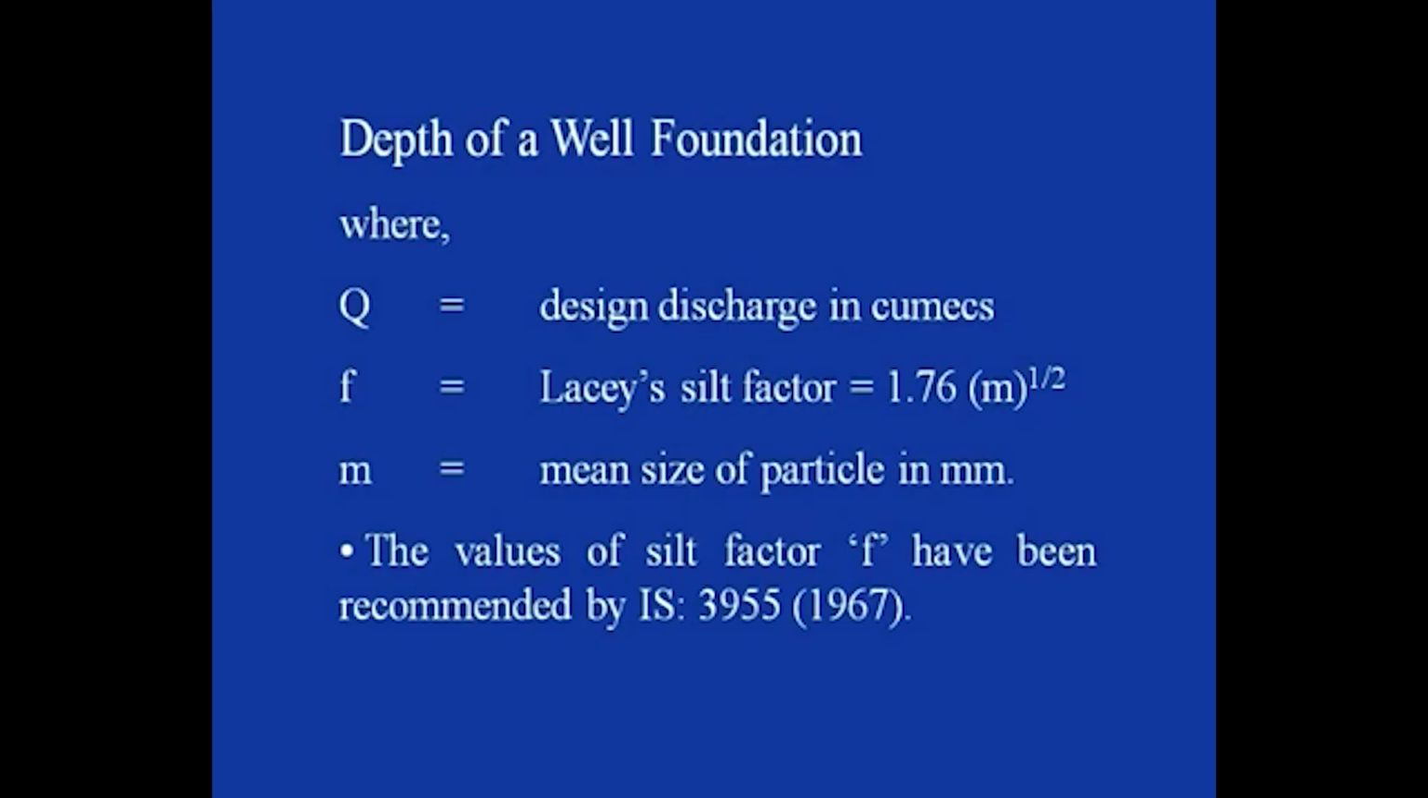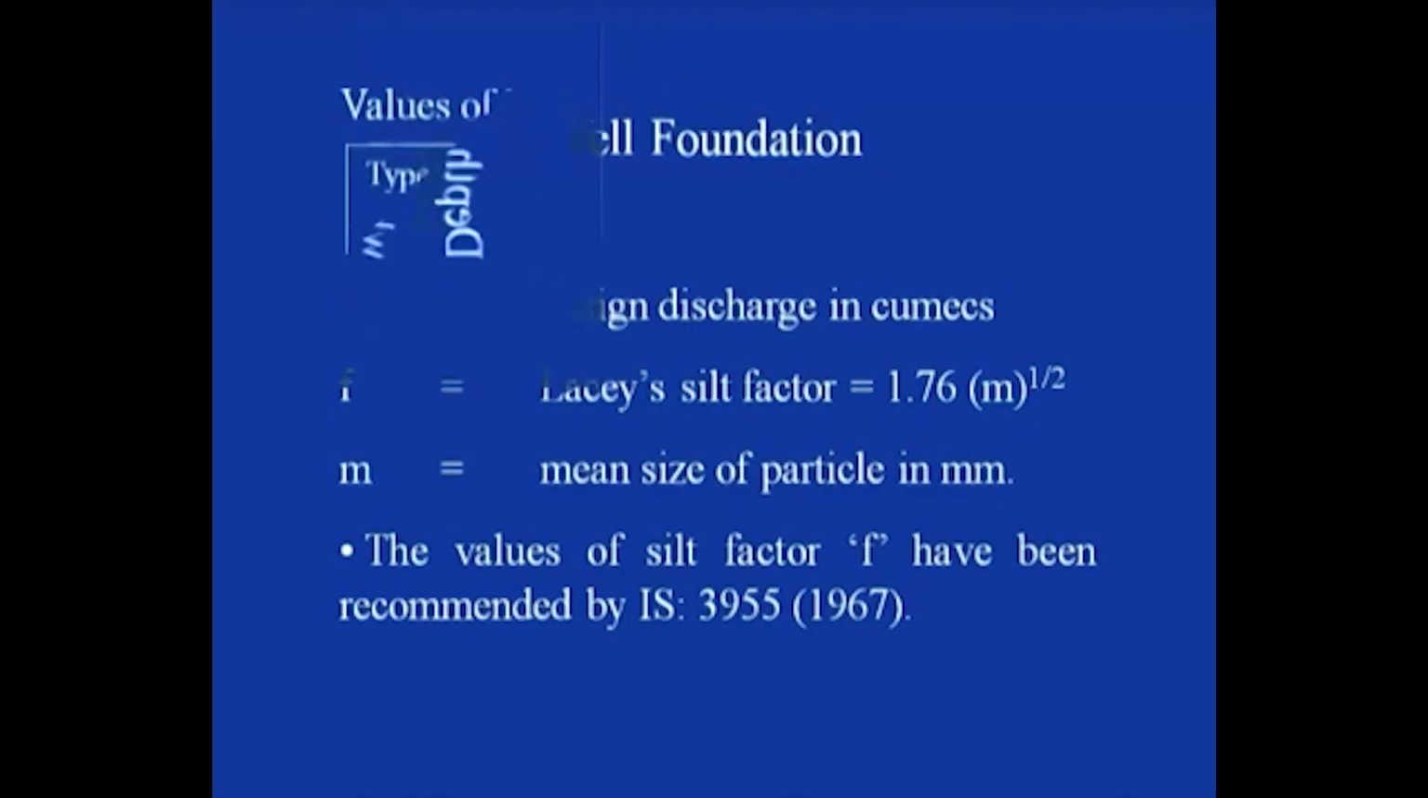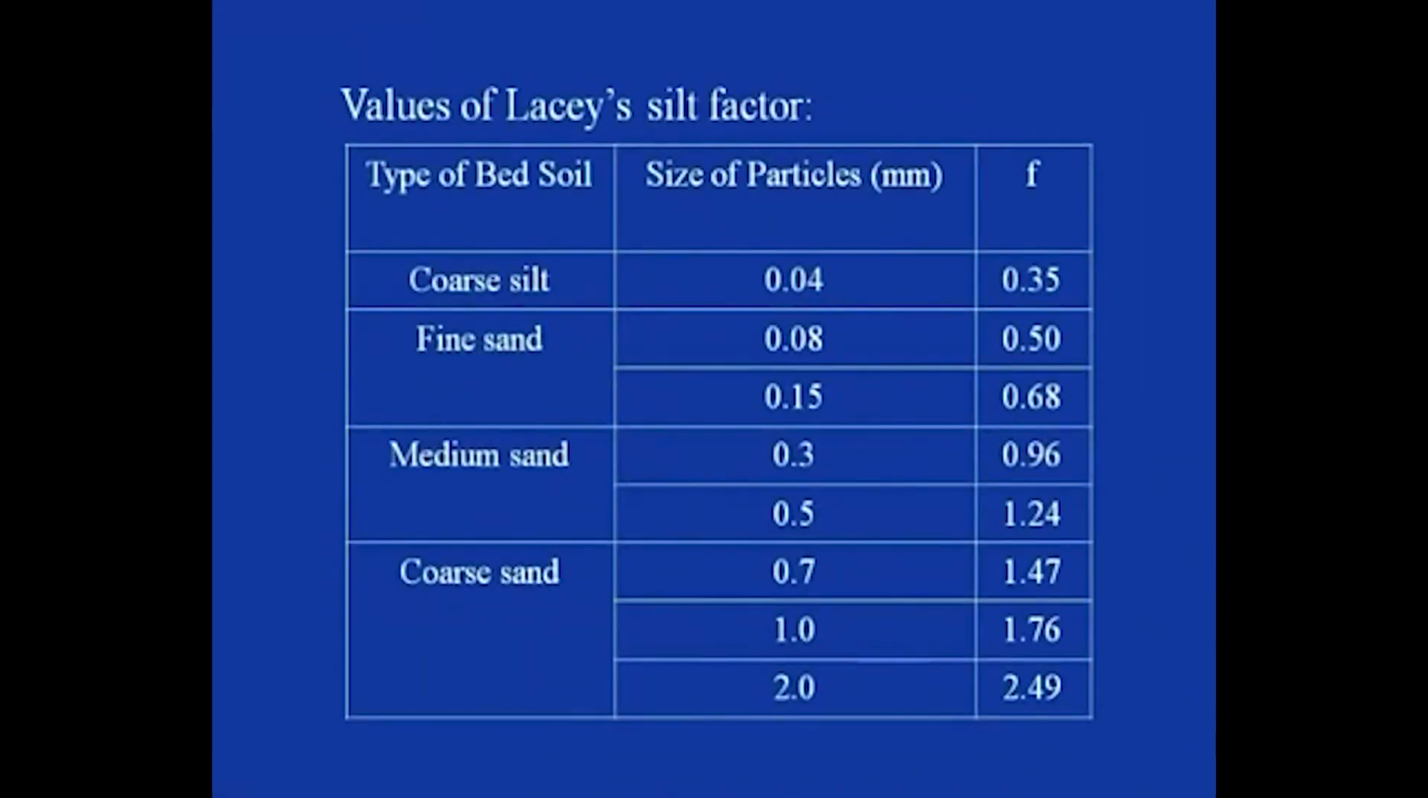Now, how to decide upon the silt factor? The IS code has given some guidelines for the choice of the silt factor, that is IS 3955/1967. We will just have a look at what exactly are these Lacey's silt factors for different types of soil. You can see here that the first column deals with the type of bed soil, the second one is for the size of particles in millimeter, and the third column gives us the value of Lacey's silt factor, that is F.